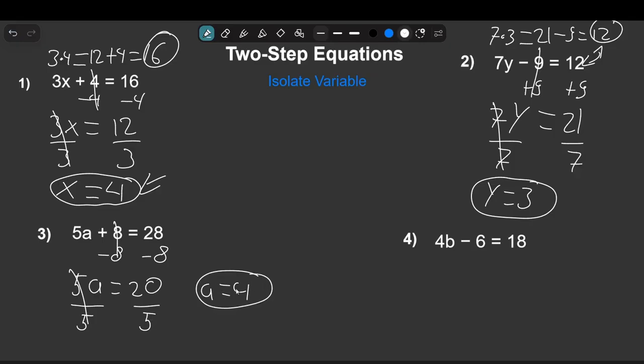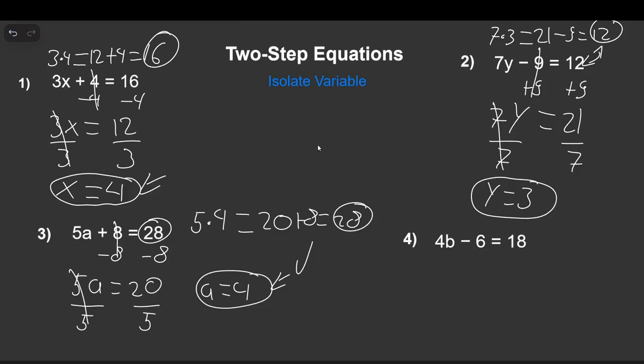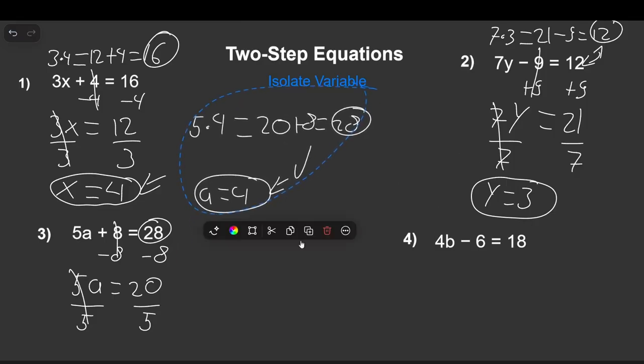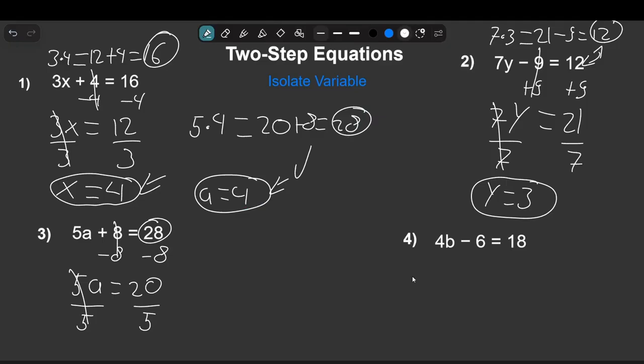And of course, to check this, we're going to plug it into our variable. So we get 5 times 4 equals 20 plus 8 equals 28. And this shows us that we have the correct answer of 4. Now let's go over to our last example. Again, I'm going to move this out of the way so we have enough space to write our final answer of the last example. So for our last example, we have 4b minus 6 equals 18.